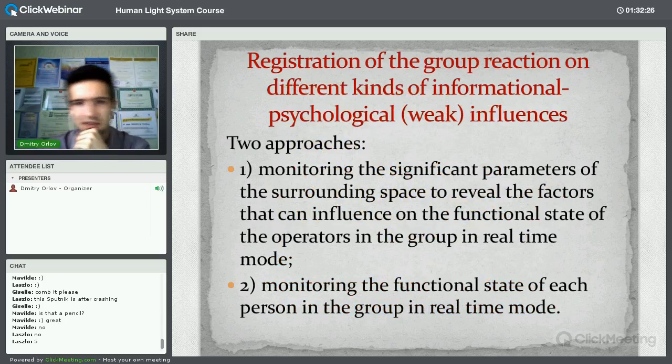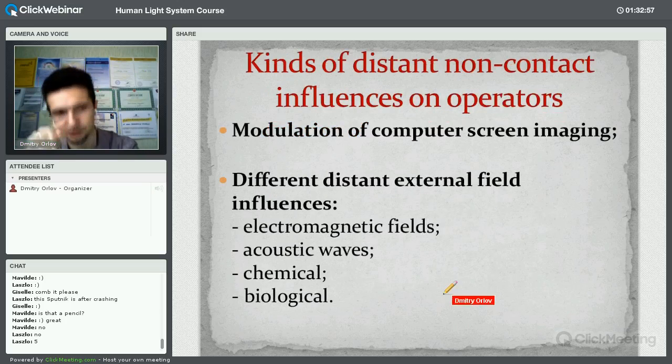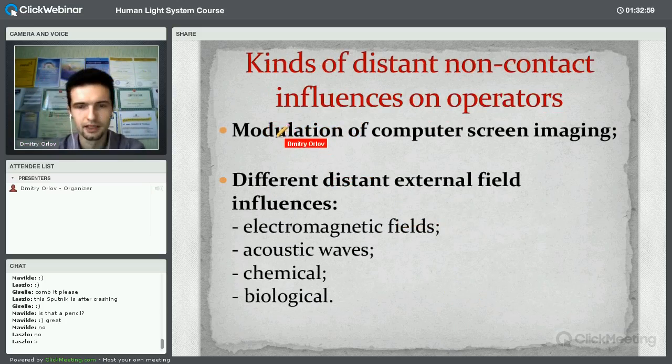We also made a special experiment with weak informational-psychological influences. We used two approaches. We were monitoring the surrounding space with the Sputnik, and we were monitoring the state of people who were in the room, before they entered the room and after they exited the room.